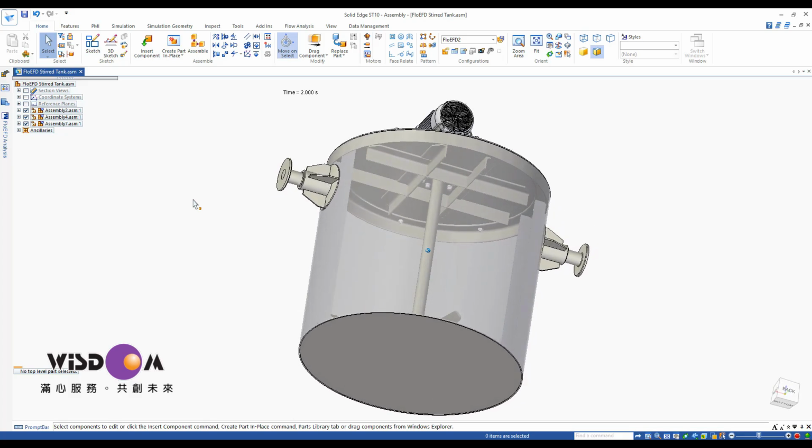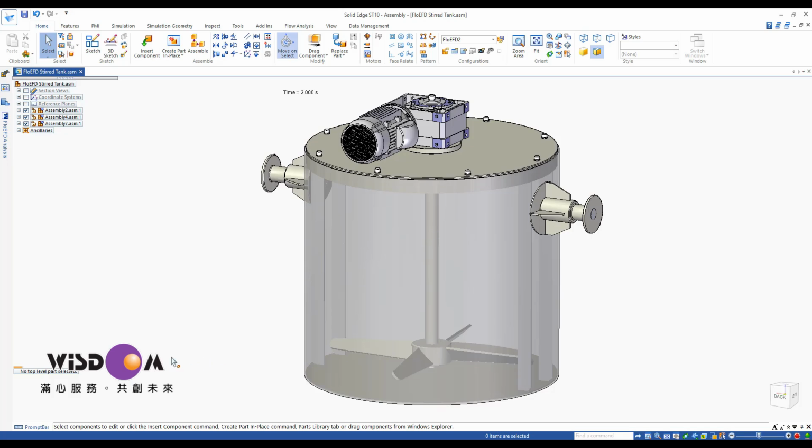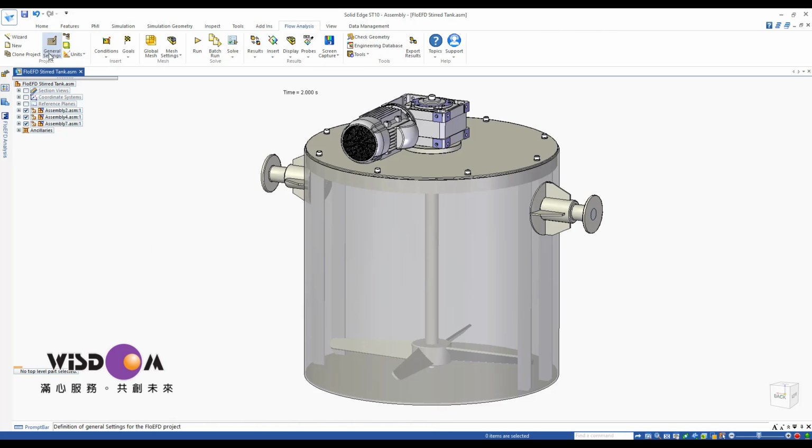Today we're going to be looking at a stirred tank example where we have some paddles at the bottom with a motor to rotate them, and we'd like to understand what the mixing efficiency of the two fluids within this tank is going to be.